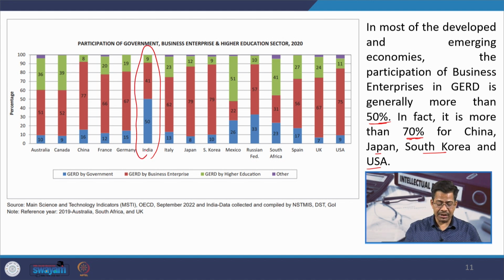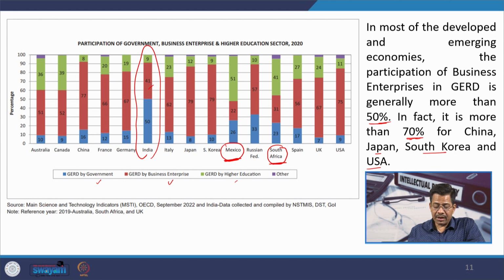And here you see that in India the government sector is spending 50% and business enterprises are spending 41%, and higher education institutions are spending 9%, and others are almost negligible in our case. While if you see all the other countries except South Africa and Mexico, these are the two nations which are exceptions in this list. But I think nobody will like to compare India's position with these two countries at the moment.